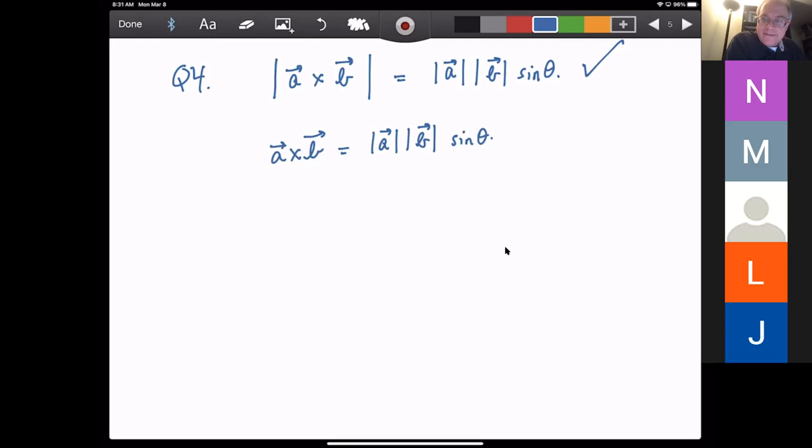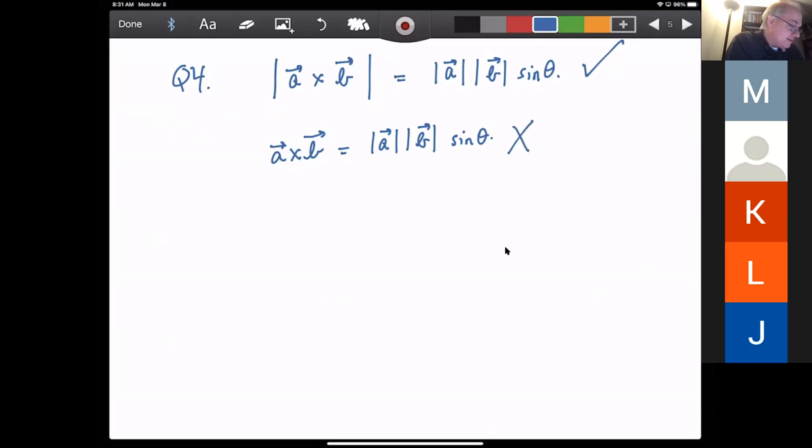So it's not correct. Do you want to explain why it is not correct? Because magnitude of A times magnitude of B times sine theta is a scalar, and A cross B is a vector. Yeah, that's a good argument. That's exactly right. So the magnitude of A cross B is the magnitude of A times the magnitude of B times sine of theta. You have to be careful to not drop the bars here.